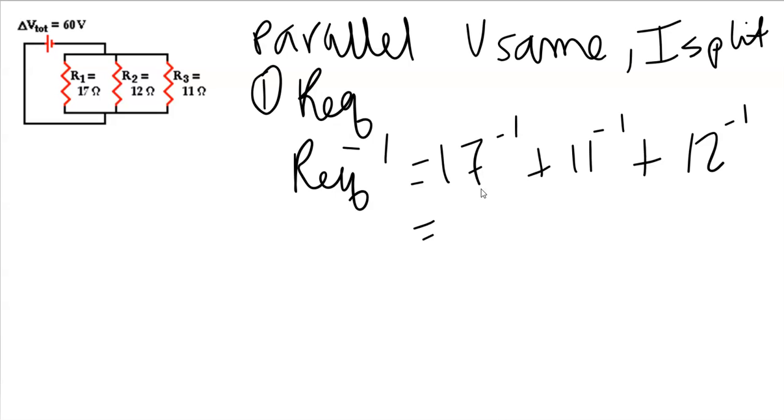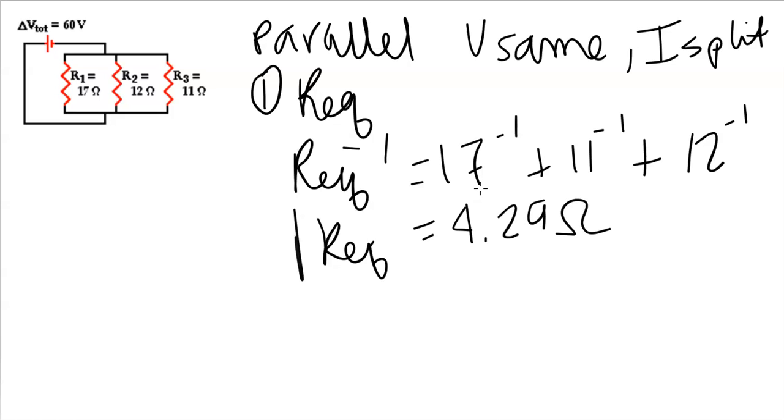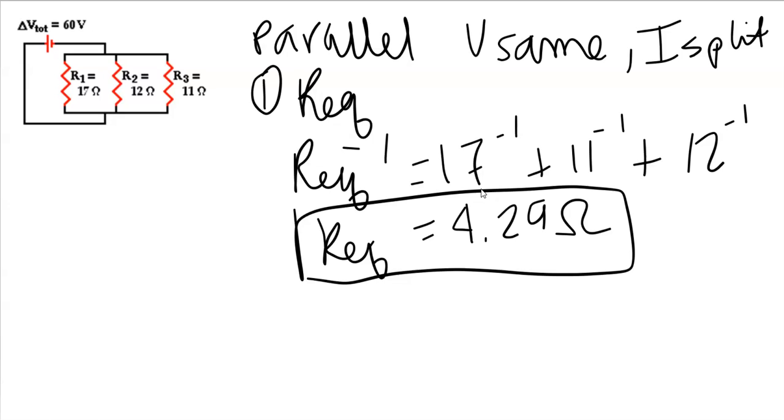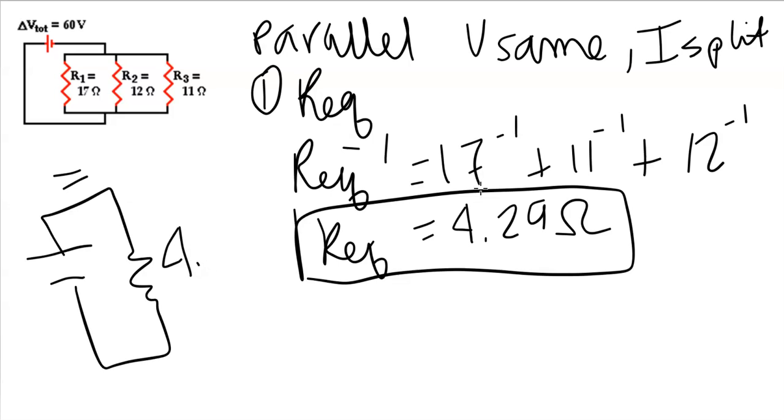Alright, so my REQ, when I solve it completely, becomes 4.29 ohms. That's the REQ. I did the extra step already of taking the inverse of the final answer, just so we're clear with that. So that's our resistance equivalent. This circuit is like a single resistor, 4.29 ohms, and 60 volts here.